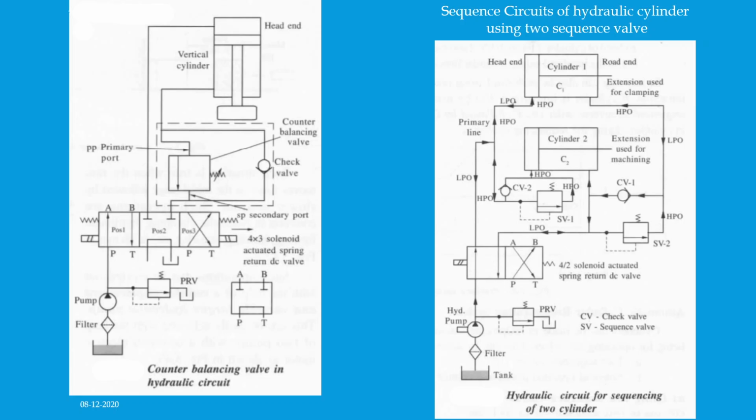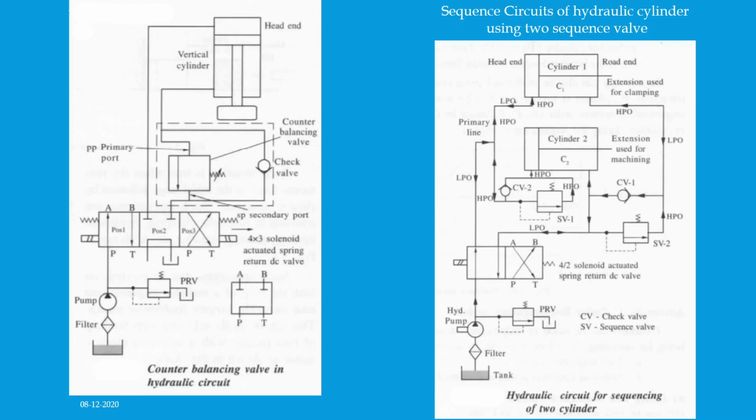Now let us understand how it works. The 4/2 DC valve is shifted from normal position to the actuated position. Then high pressure oil enters the head end of the cylinder 1 and extends the same, during which low pressure oil on the rod side of the cylinder 1 flows through the check valve, that is CV2 of the sequence valve, SV2, to the tank port B and T in the figure.